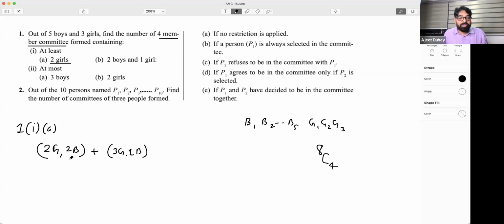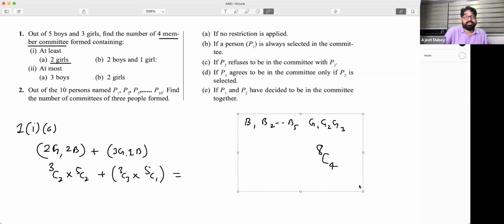So 2 girls, 2 boys, how will we do it? 2 girls will be selected from 3 girls, 3C2, and 2 boys, 'and' means multiplication, 5C2. Plus 3 girls, again from 3, that will be 3C3, and 1 boy means 5C1. So your total answer, 3C2 will be coming what? A few points you should remember for fast calculation of nCr.